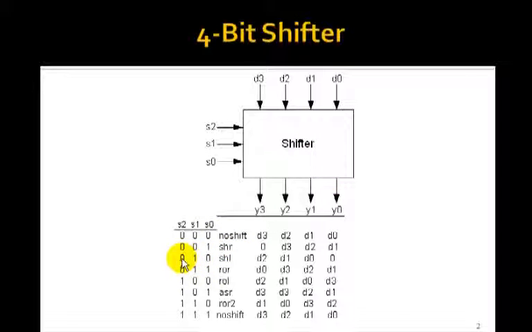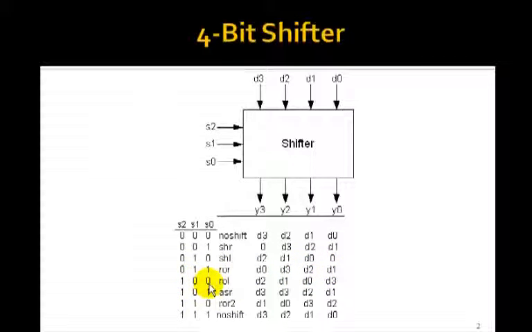If we make S a 2, we'll shift left. That is, D2 goes to Y3, D1 goes to Y2, D0 goes to Y1, and we shift a 0 in from the right. A value of S2, S1, S0 of 0, 1, 1, that is a 3, we'll do a rotate right. Rotate right means take the D0 and rotate it around, and that becomes the new Y3. And then D1 goes to Y0, D2 goes to Y1, D3 goes to Y2. So you end up with D0 and then D3, D2, D1 as the output.